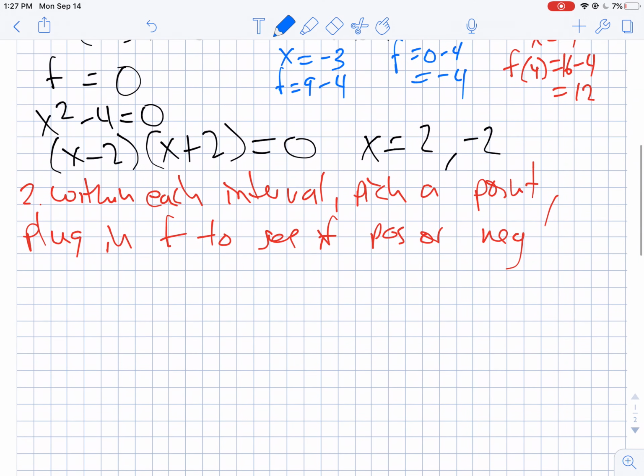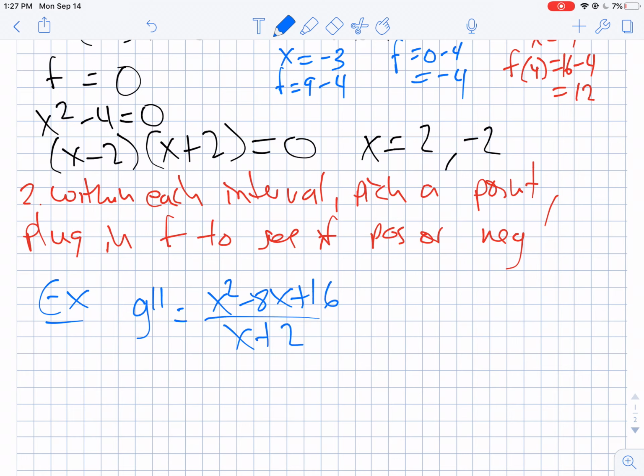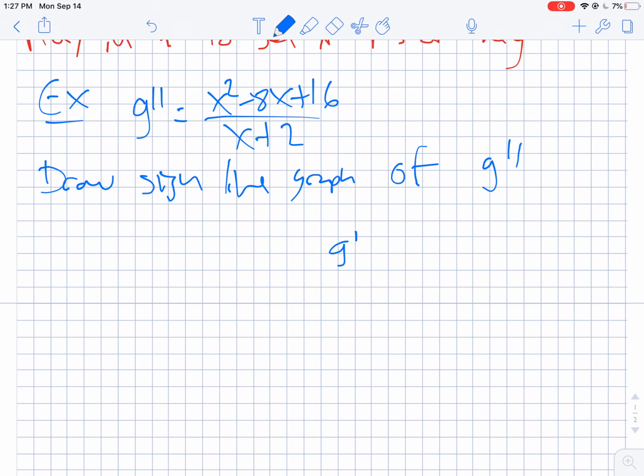Okay, let's do another example. Here, I'm going to give you a second derivative: g double prime equals x squared minus 8x plus 16 divided by x plus 2. I'm going to try and draw a sine line graph of g double prime. I always want to label something like this, so g double prime. I'm going to split this up when your g double prime equals 0 or when your g double prime is undefined.